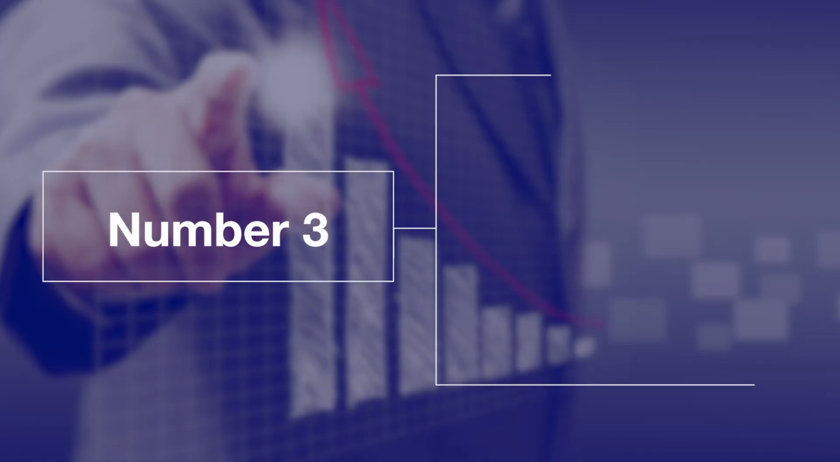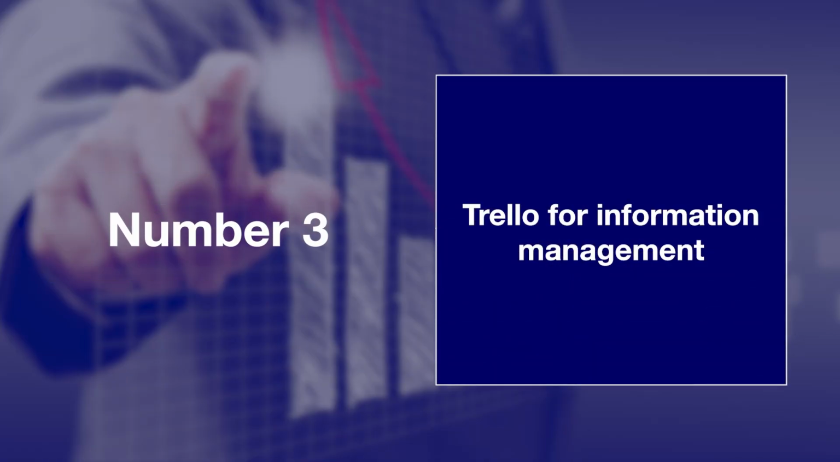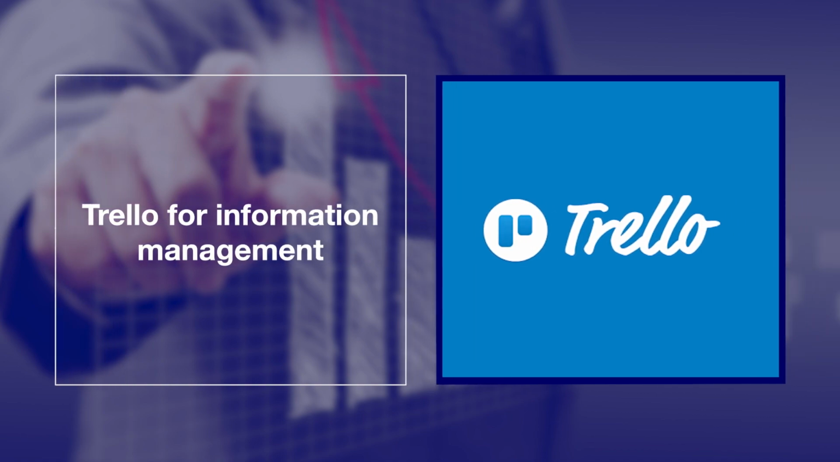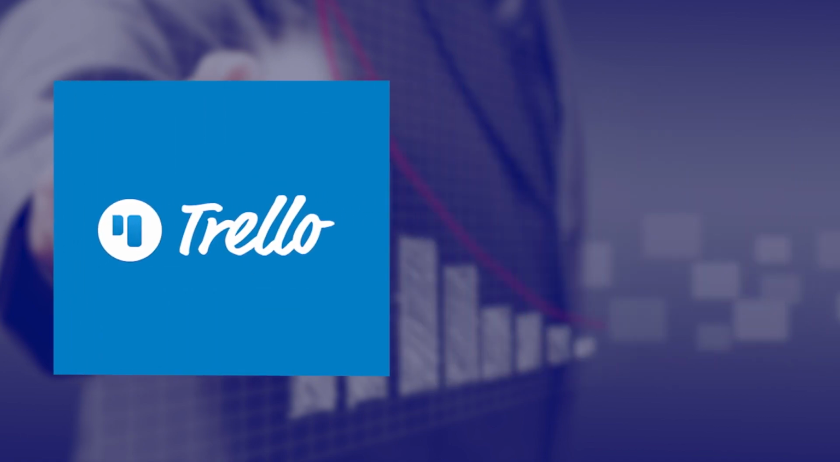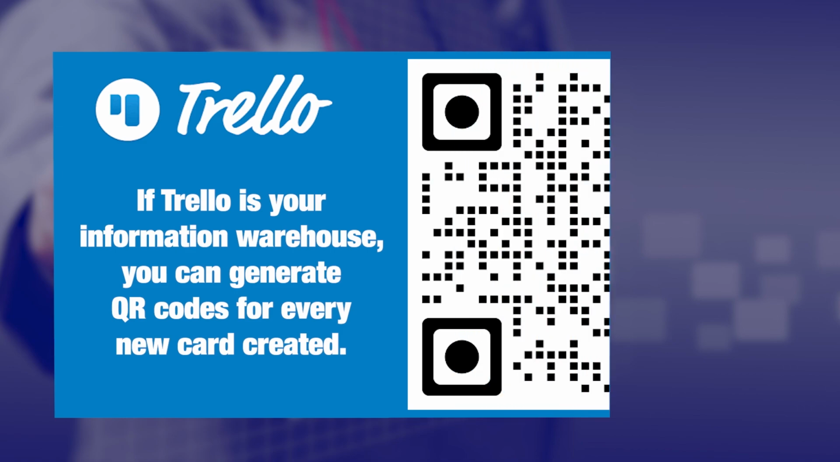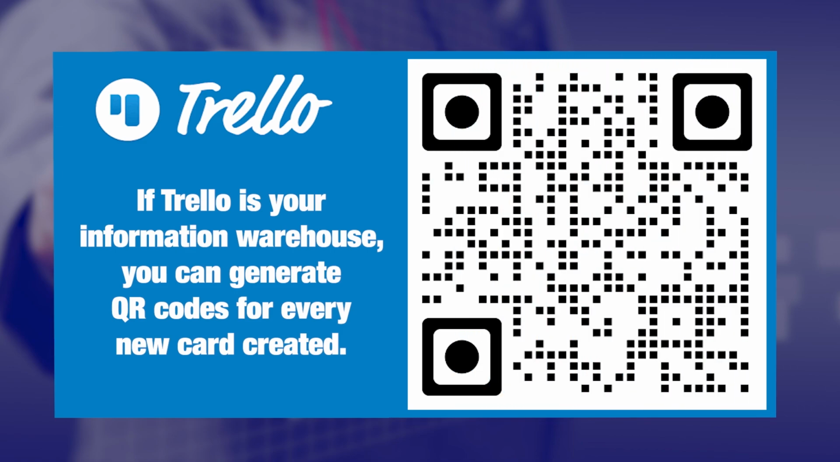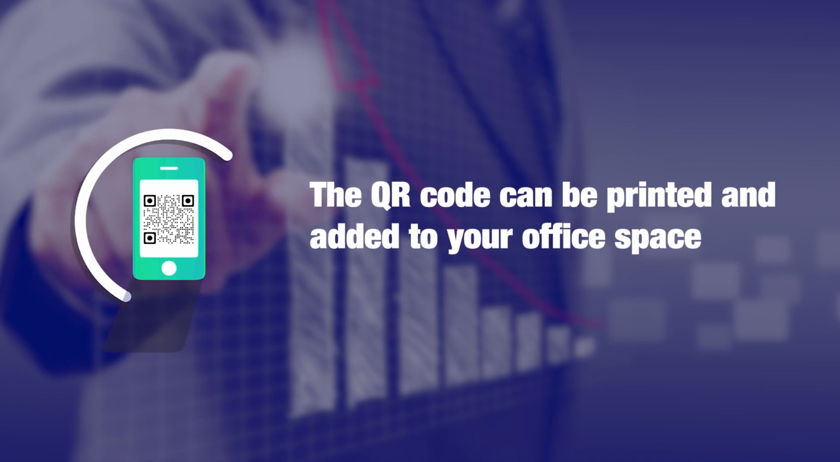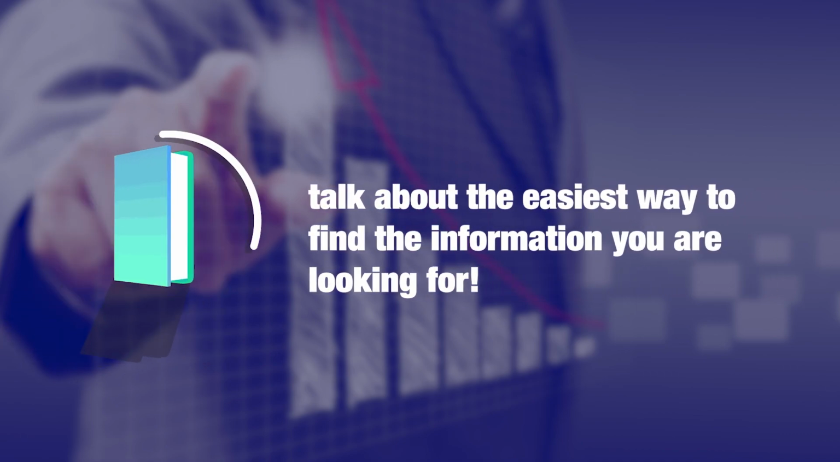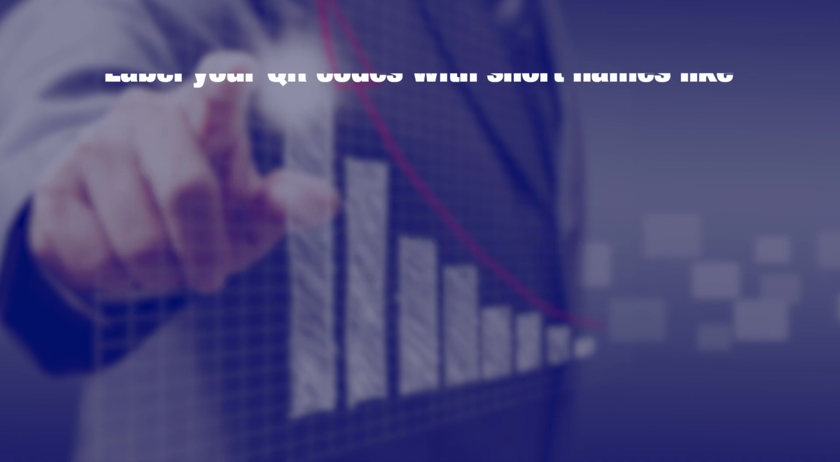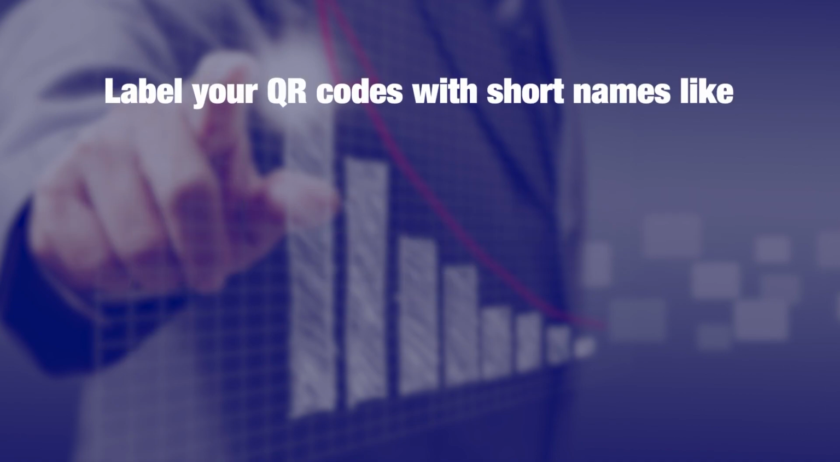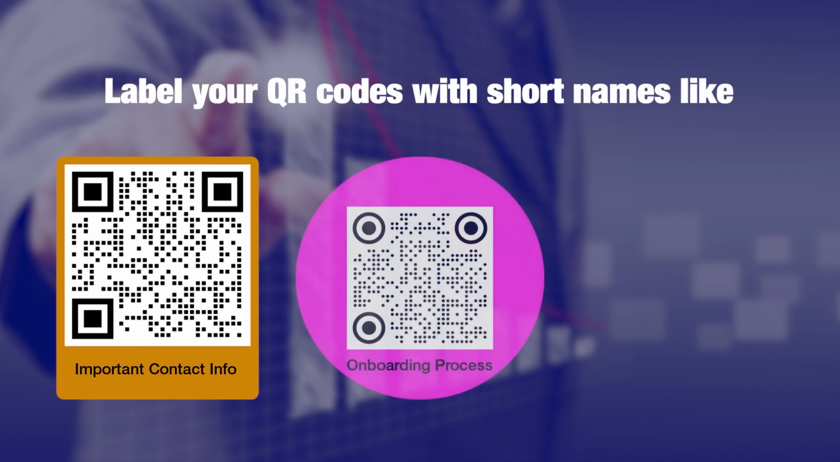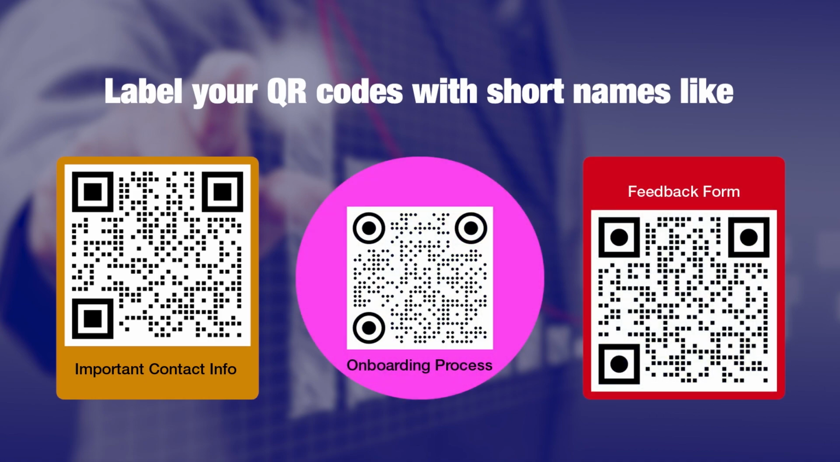Number 3. Trello for information management. If Trello is your information warehouse, you can generate QR codes for every new card created. The QR code can be printed and added to your office space. Talk about the easiest way to find the information you are looking for. Label your QR codes with short names like important contact info, onboarding process, or feedback form.